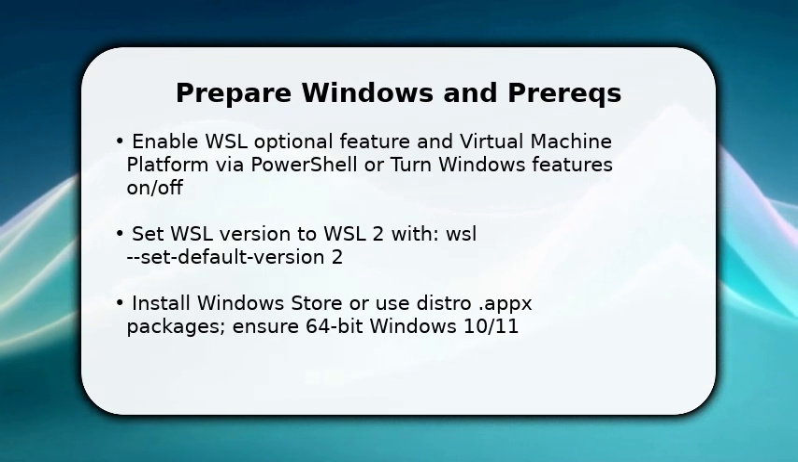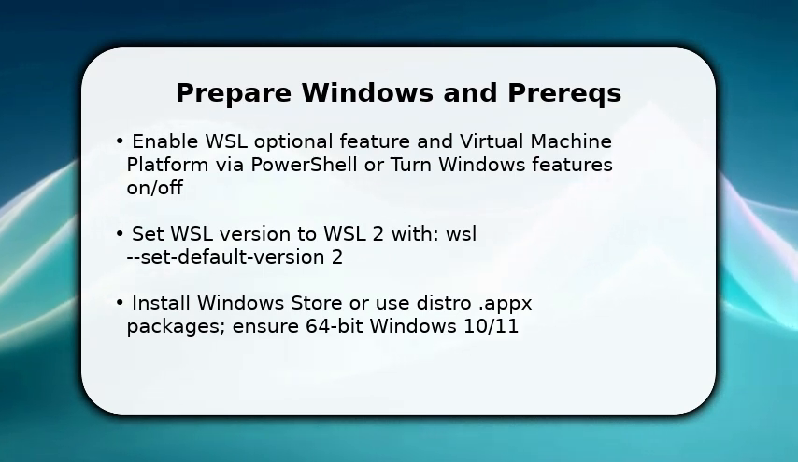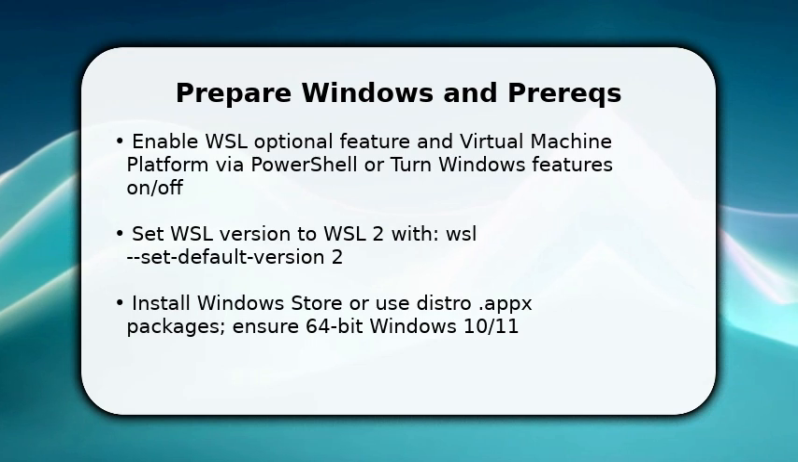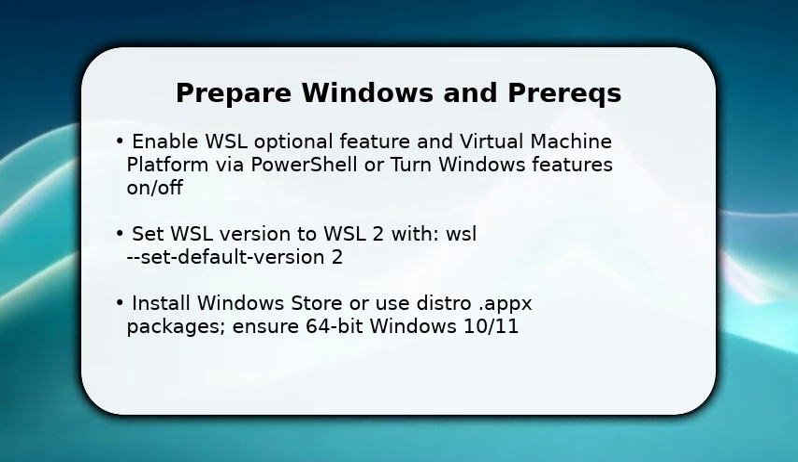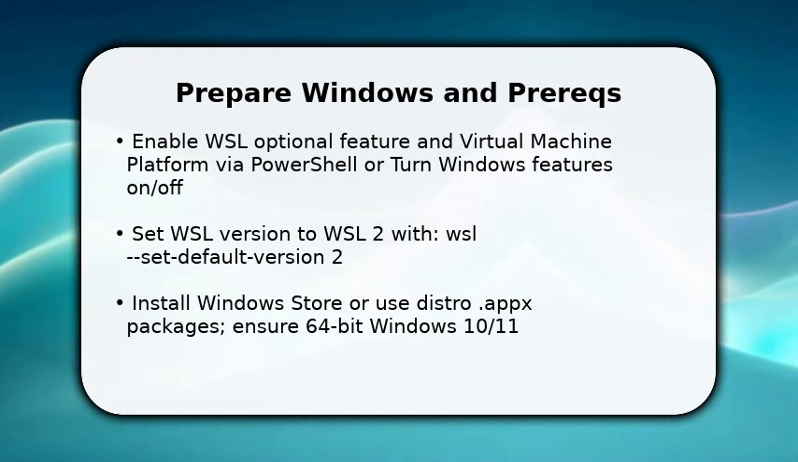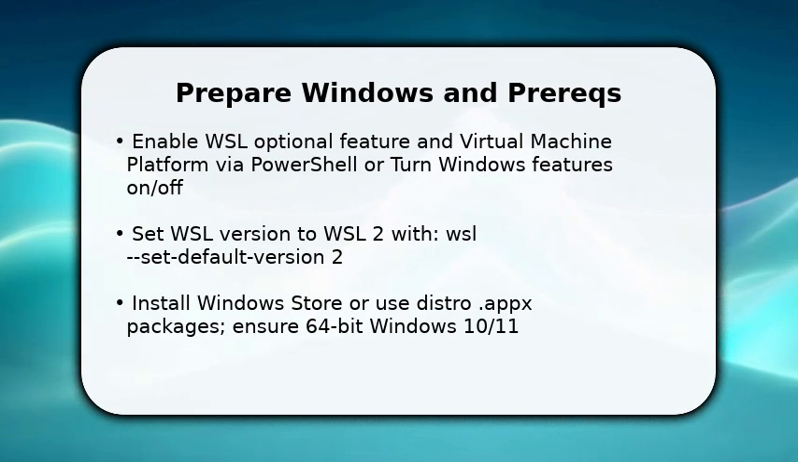Next, set WSL to version 2 as the default with wsl --set-default-version 2 so you get the improved performance and full system call compatibility. Finally, prepare to install a Linux distro from the Store or via an appx file. Make sure your Windows build is 64-bit and up to date.